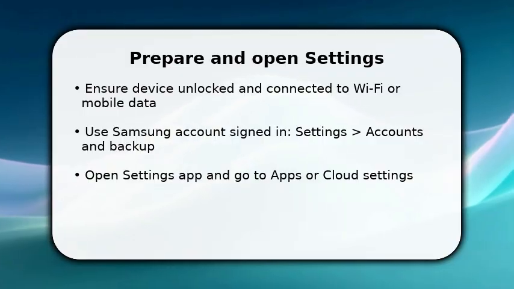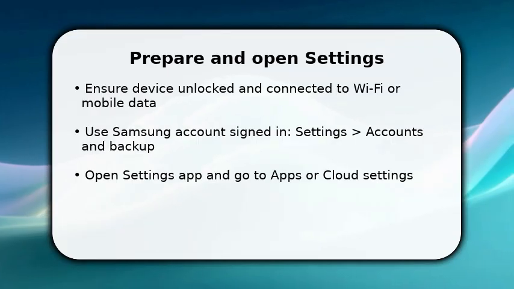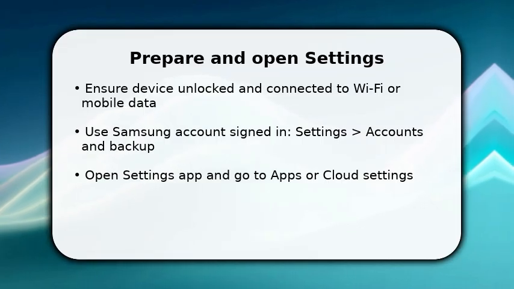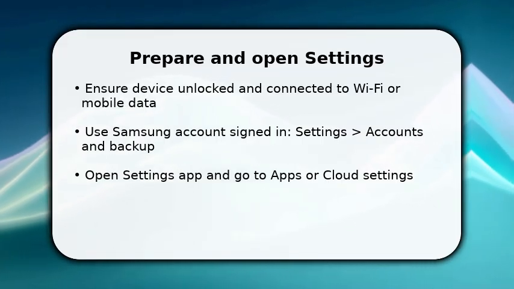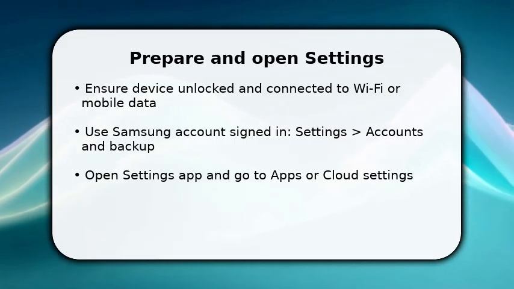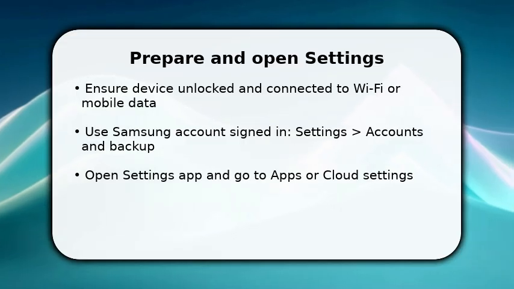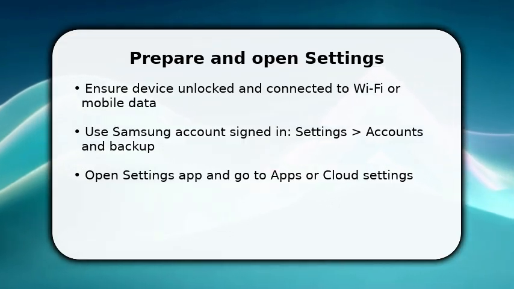You start by confirming your Samsung account is active and the phone is online. This prevents sync interruptions. Once done, unlock the device and open Settings. Next, navigate to Accounts and Backup or directly to Apps depending on your model. This locates App Cloud controls faster.